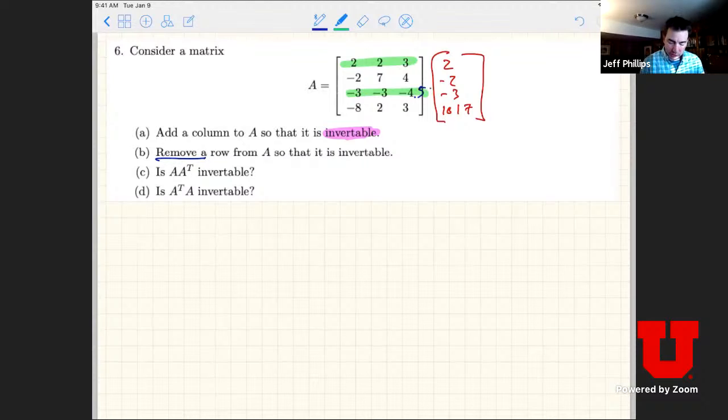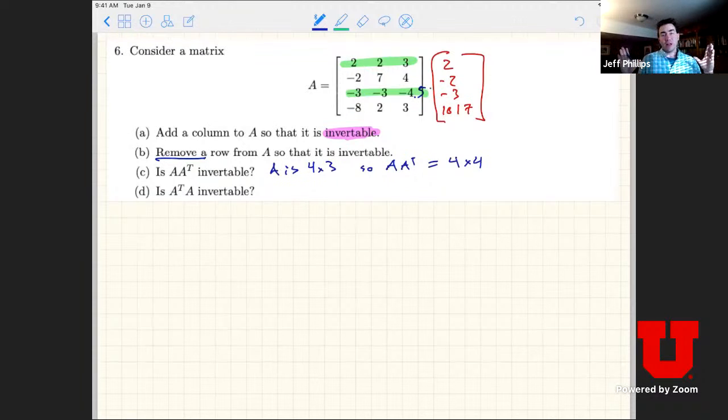Now, this next question: is A transpose going to be invertible? Okay, so it needs to be square and full rank. So A is 4 by 3, so A transpose is going to be 4 by 4.